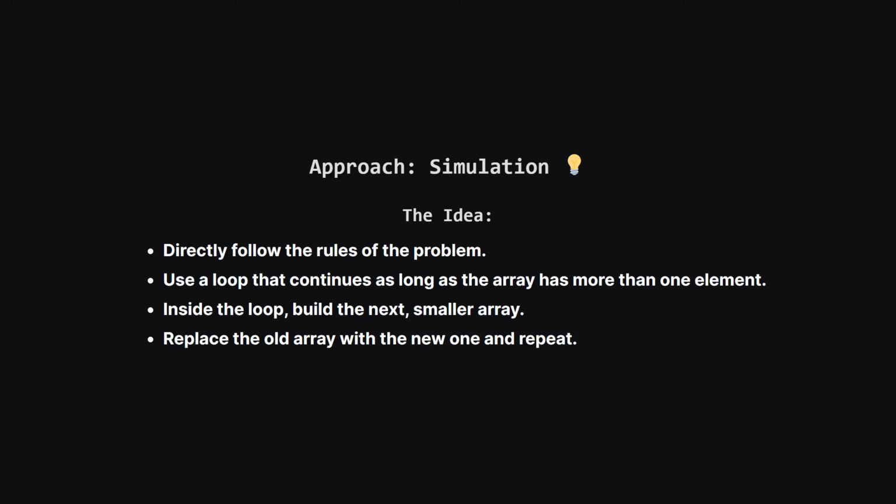The most straightforward way to solve this is to do exactly what we just did by hand, but in code. We can call this the simulation approach. The idea is to have a loop that keeps running as long as our list is bigger than a single element. Inside this loop, we'll build that new shorter list, and then just replace the old list with our new one. Then the loop runs again.